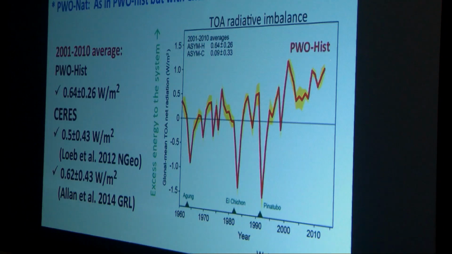So this is the top of the atmosphere radiative balance. During the hiatus period it has a positive number, and this is a satellite estimate which has the same order of magnitude, so the system seems to be working okay.